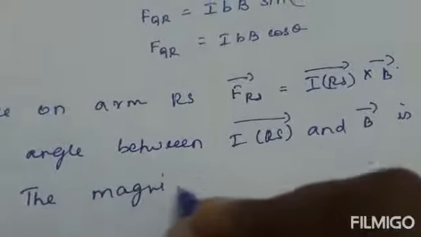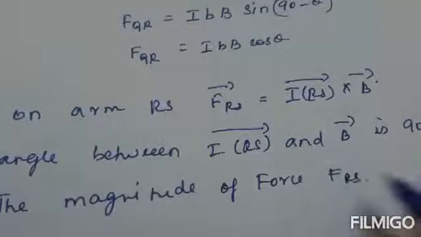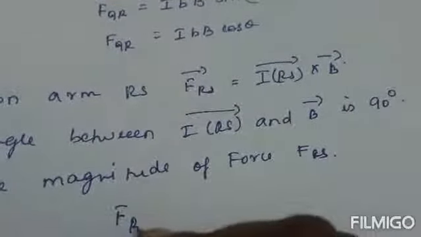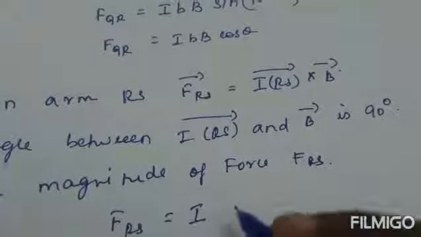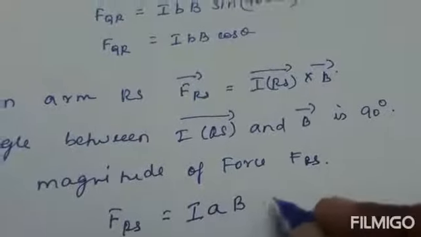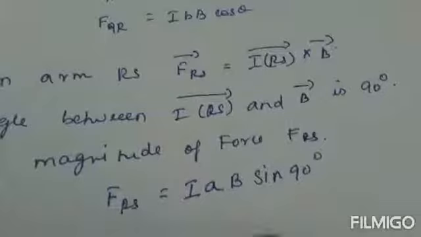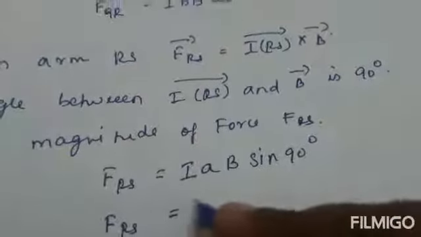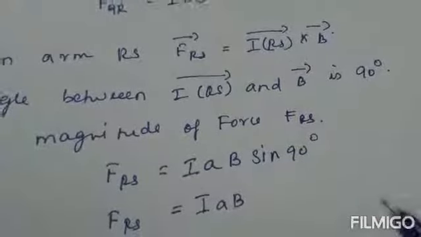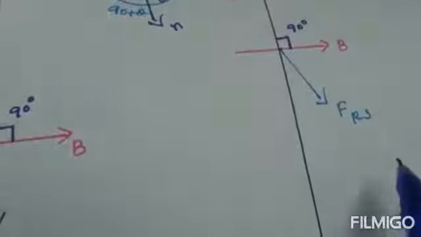So we can write the magnitude of force F_RS is equal to I, RS is again the length of the rectangular loop, that is A, times B, the angle between I RS and B is 90 degrees, so sine 90 degrees. So F_RS is equal to I A B. Now what is the direction of F_RS according to the right hand corkscrew rule? The direction is downward.